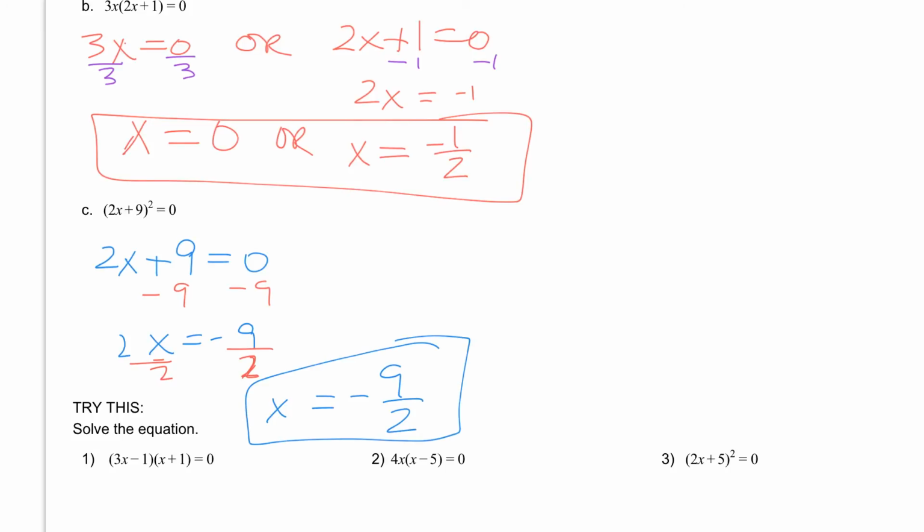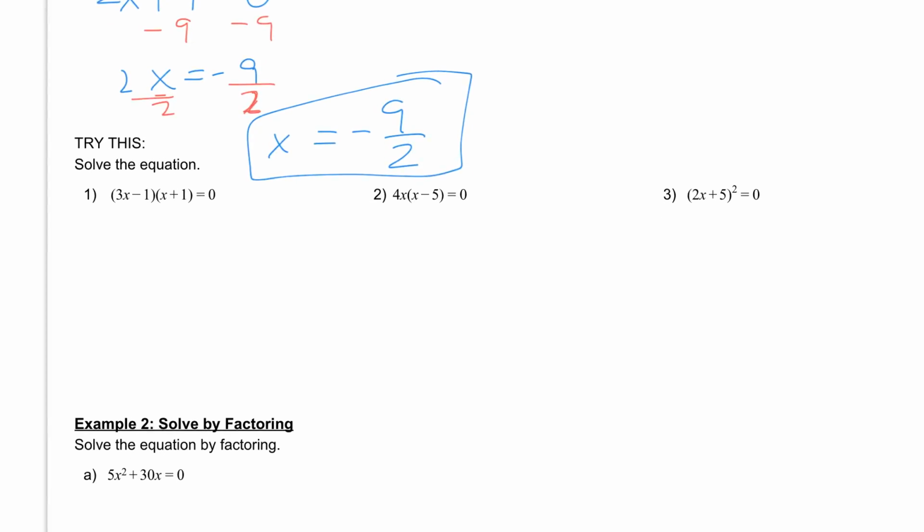Next, I would like you to do the try this. There are 3 problems that are already factored for you that I'd like you to solve. So pause it now and unpause it when you're ready to check your answer.